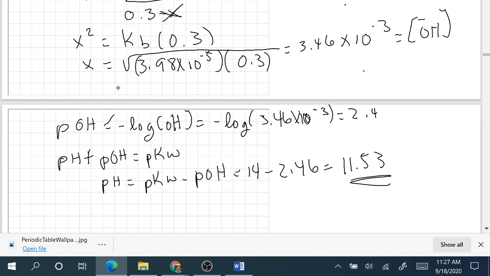So we have our pH, which is 11.53, which is basic, which is why we had to use the pKb instead of the pKa to do this calculation. If you use pKa, you'll be able to set that up, but you'll get the wrong answer. You'll get an acidic number.